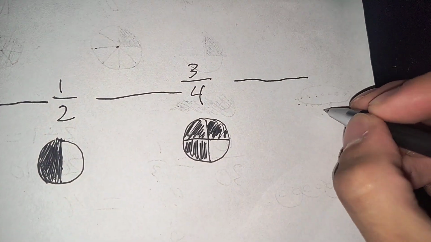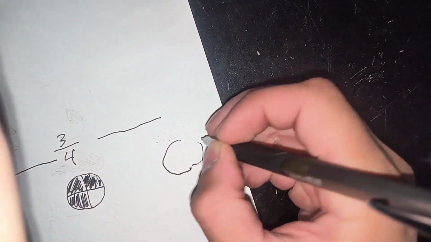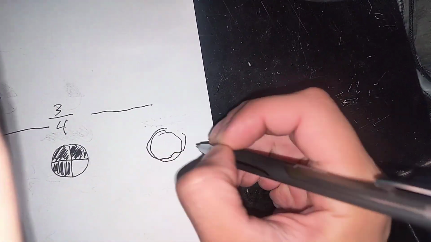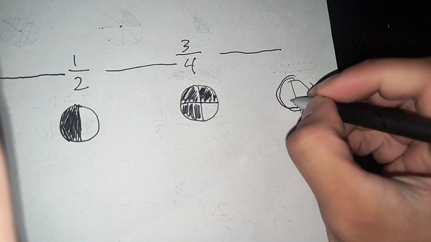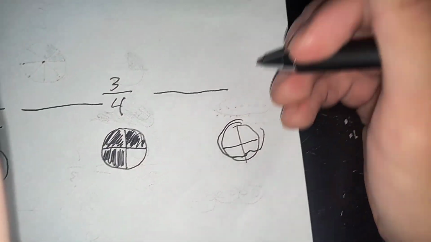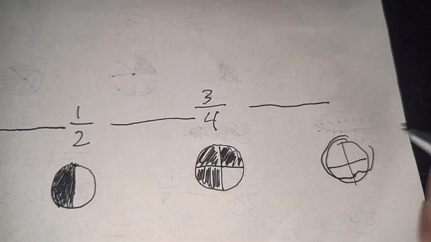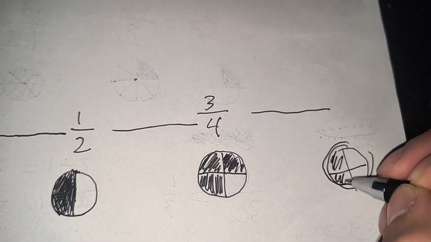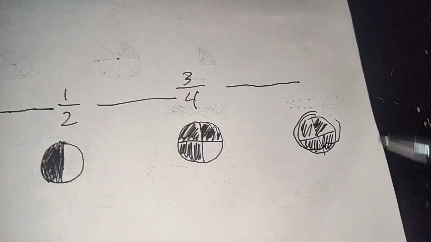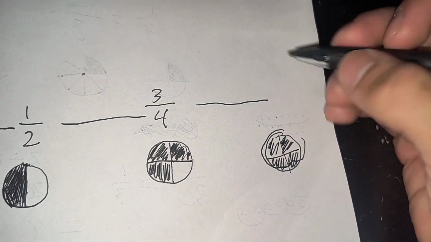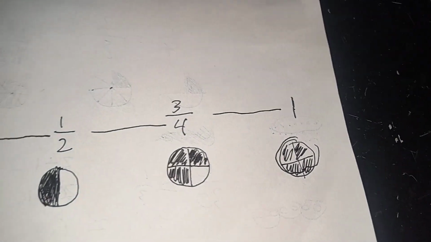And then we have 4/4 of the circle. Now we could say 4/4, right? But usually, whenever we have the whole group, whenever we have one whole group, we've got all of them colored in. Instead of saying we have 4/4, we say, well, we've colored in the whole circle. We've colored in one whole circle. So we have 1. We just have 1.